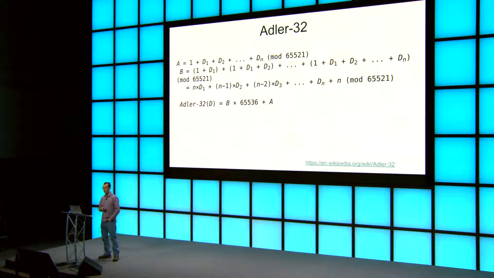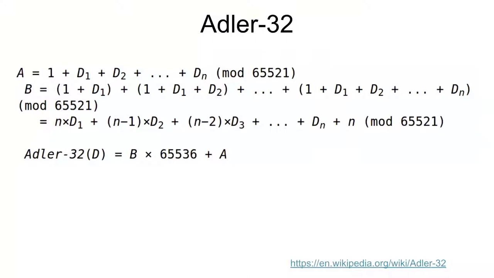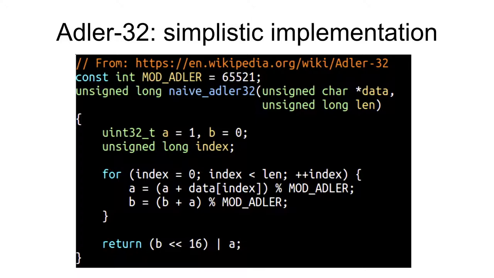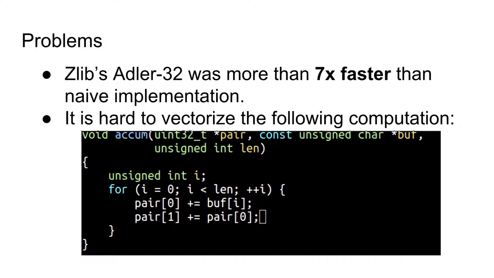All right, so let's talk a little bit about the implementation. The Adler32 checksum is similar to, I think it's the Fletcher checksum, but it's a little bit faster and a little bit more precise, but it's not as good as CRC32 when it comes to collisions. And a very simplistic implementation would look like this, right? So basically I have a loop, accumulate the first element, and calculate the second element depending on the first. But the issue is that the zlib Adler32 implementation was about 7 times faster than a naive implementation.